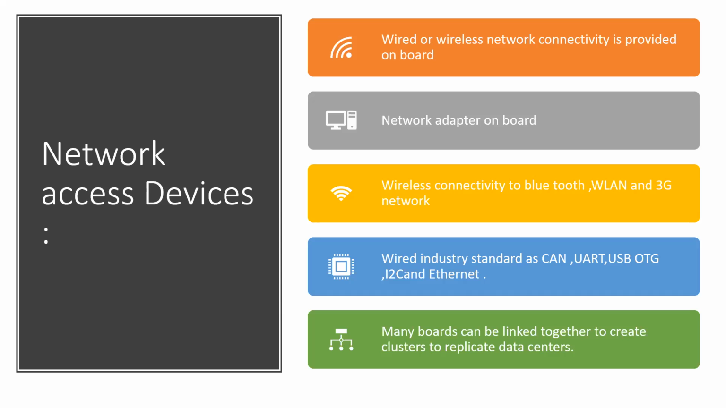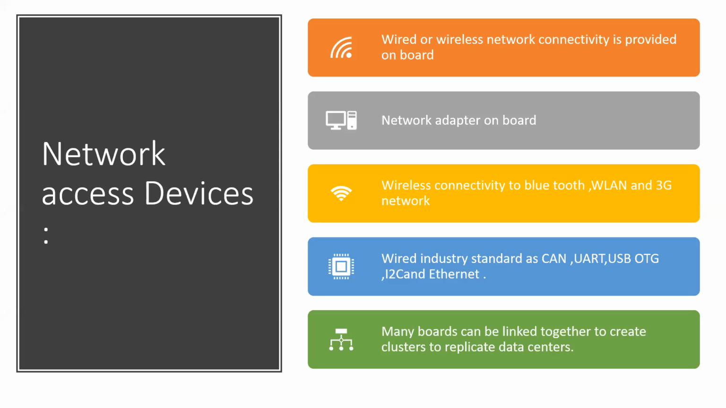Even there is use of wireless sensor networks for various purposes, and these wireless sensor networks basically benefit from the use of single board computer systems due to their low power consumption. So the use of wireless sensor networks is powered by single board computer systems. Now on the screen what you can see is the list of the network access devices on single board computer systems.